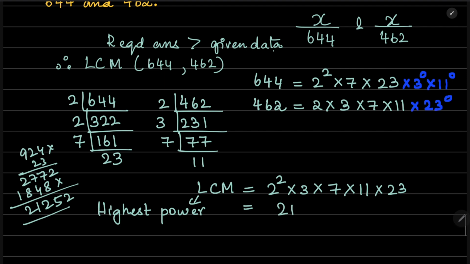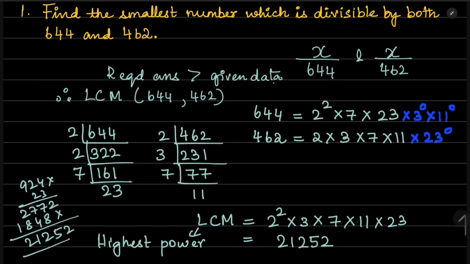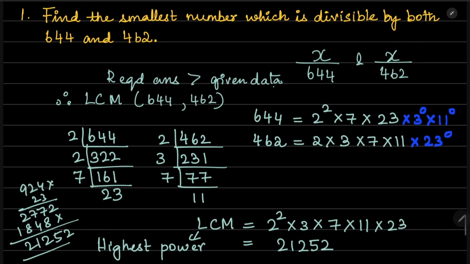You can also do it and see, 21,252. So 21,252 is the smallest number which is divisible by both 644 and 462. There is no number lesser than this that can perfectly get divided by both 644 and 462. So this is the smallest number.